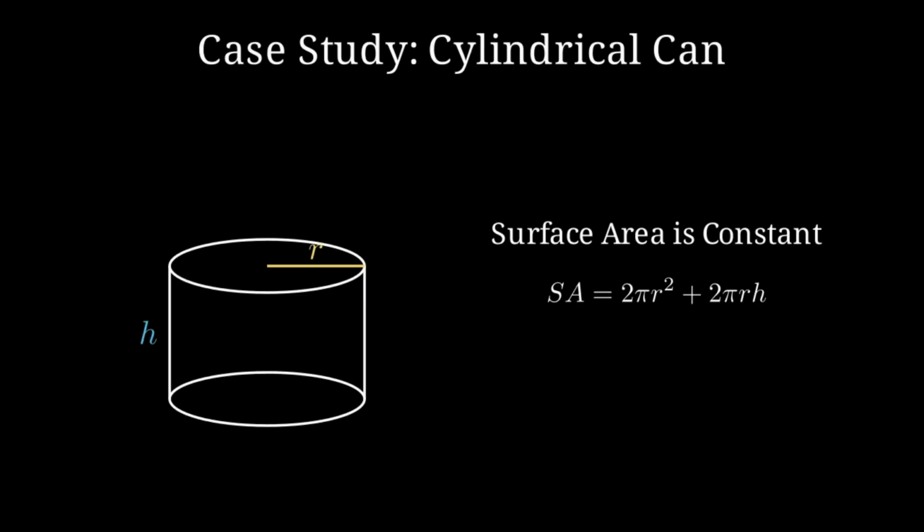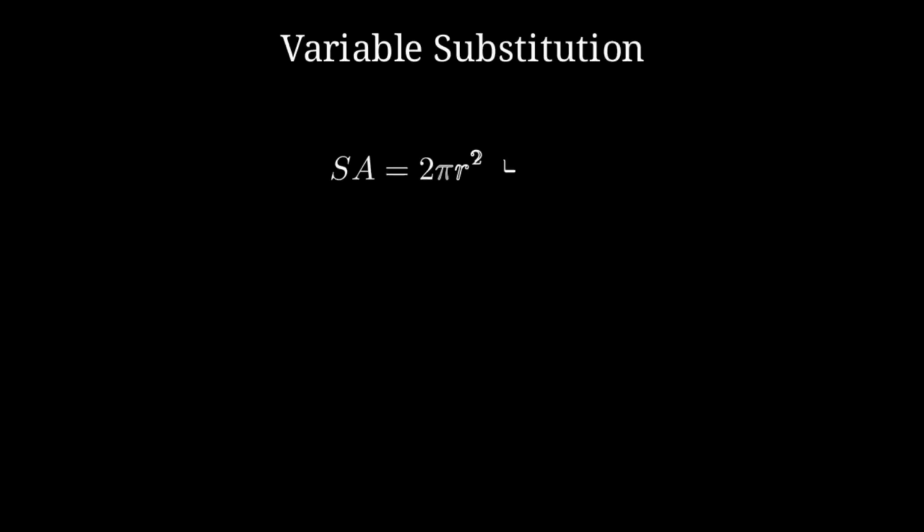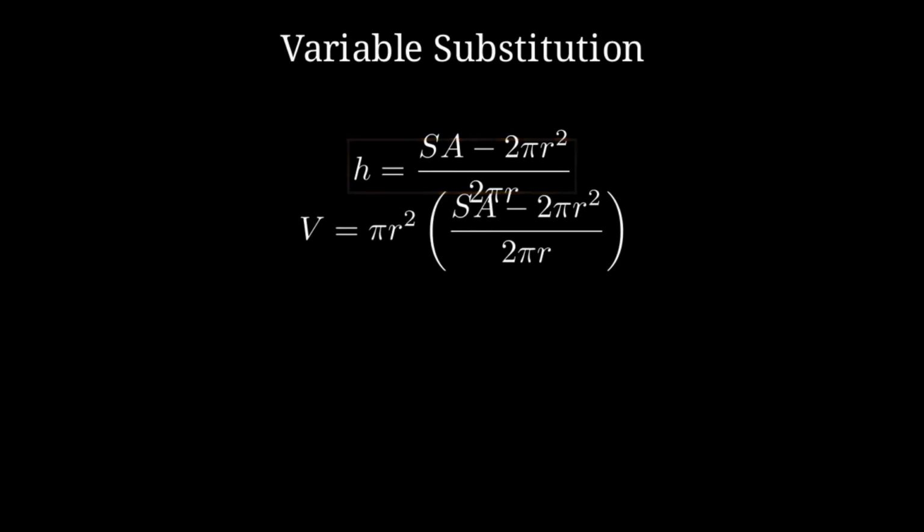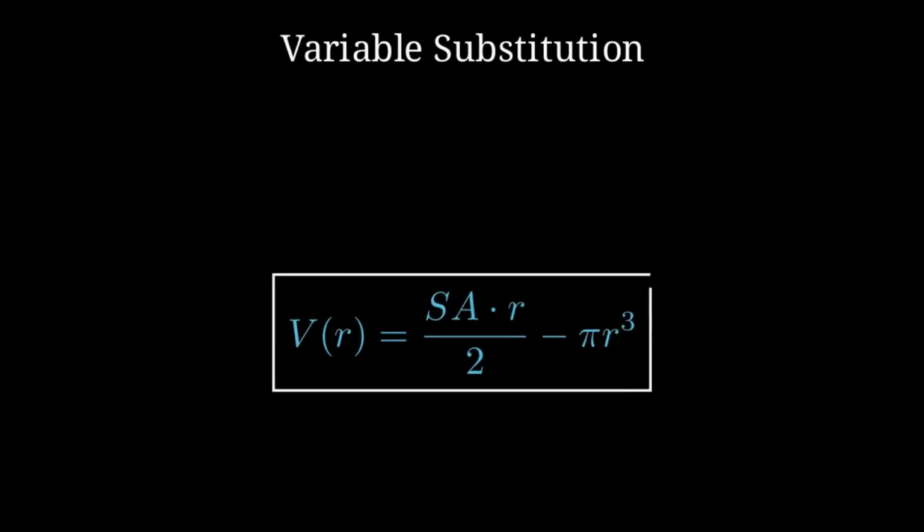We have two variables, r and h, but we need to express one in terms of the other to use calculus. By rearranging the surface area formula to solve for height, we can substitute it into the volume formula for a cylinder. This gives us a volume function that depends only on the radius. Now, we are ready to take the derivative with respect to r and find the optimal dimensions for any can.